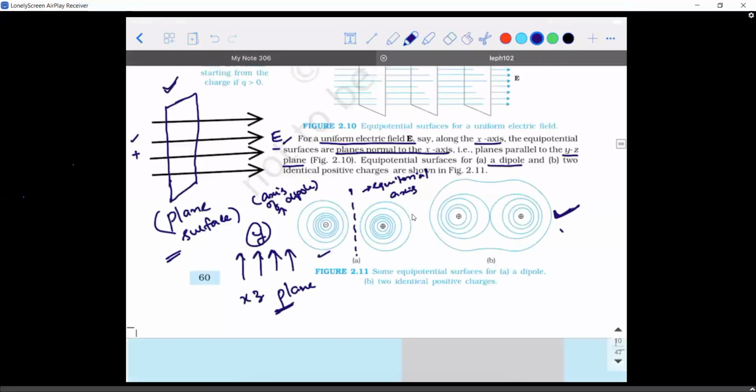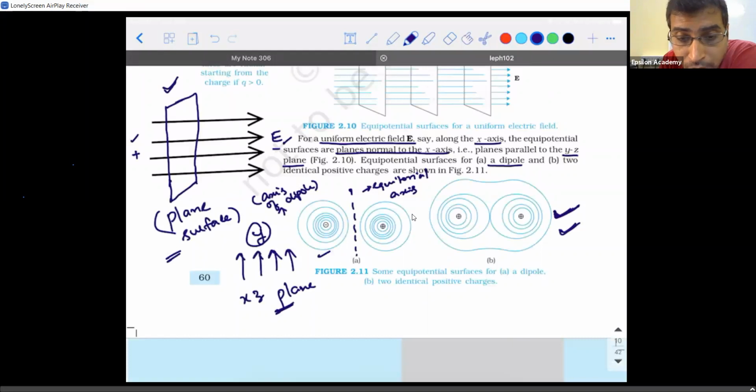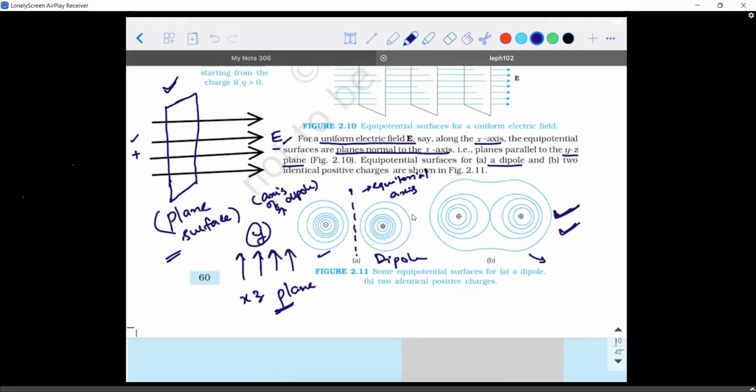Sir, is this for a dipole? No, this is for a system of two positive charges. This is for a system of two like charges. This is not a dipole. Dipole means a positive and a negative charge. This is a dipole. This is a system of two identical charges. It can either be two positive charges or two negative charges. Okay, you have to memorize this.